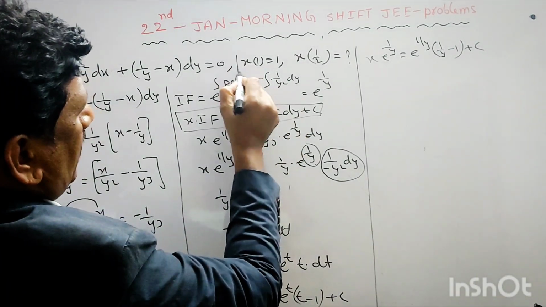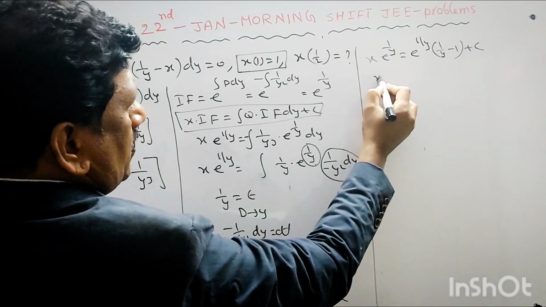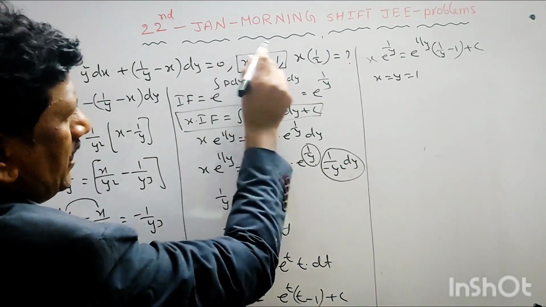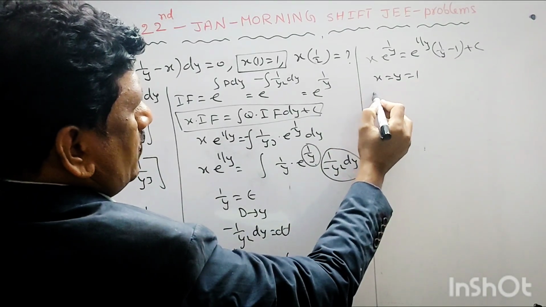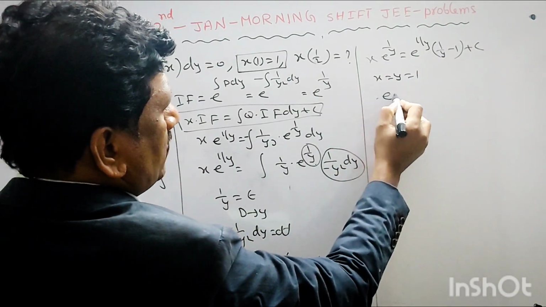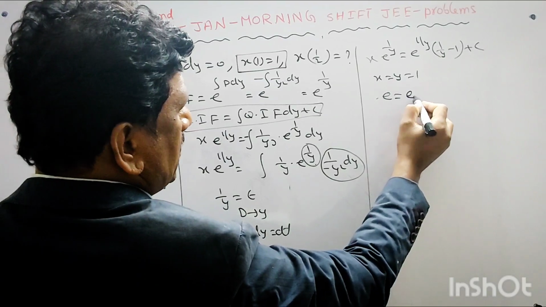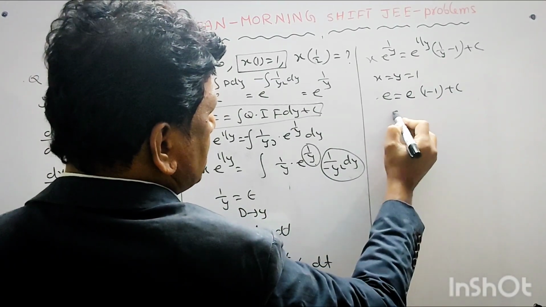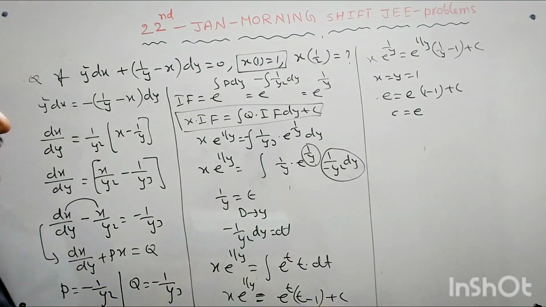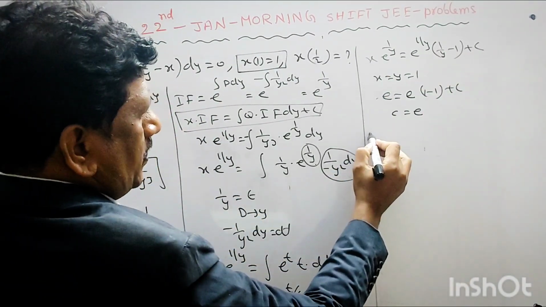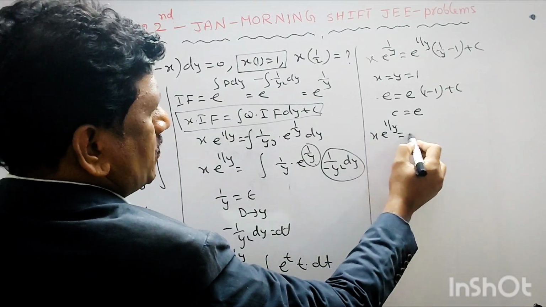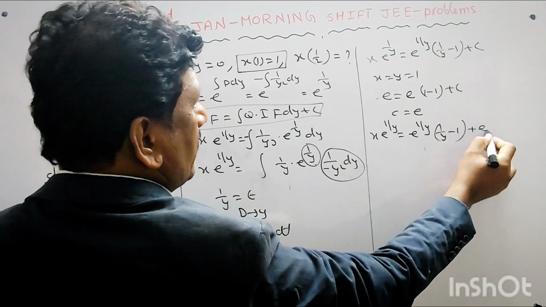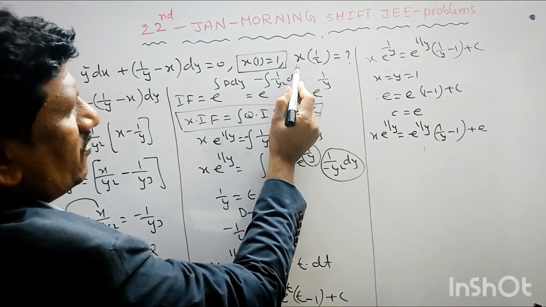But one condition is given now. This condition is given, that means what? X is equal to 1 when y is equal to 1. This condition means when y is 1, the x value is also 1. Substitute here, you will get e into 1 minus 1, 0, plus c. So the value of c is equal to e. Substitute here, you will get x into e power 1 by y is equal to e power 1 by y minus 1 plus c value e. Then I'm going to find out the value of x.